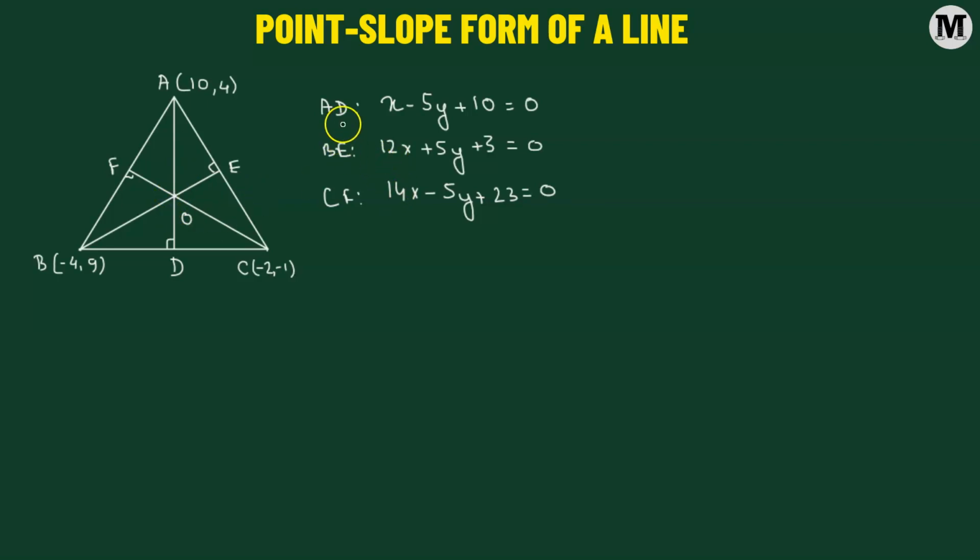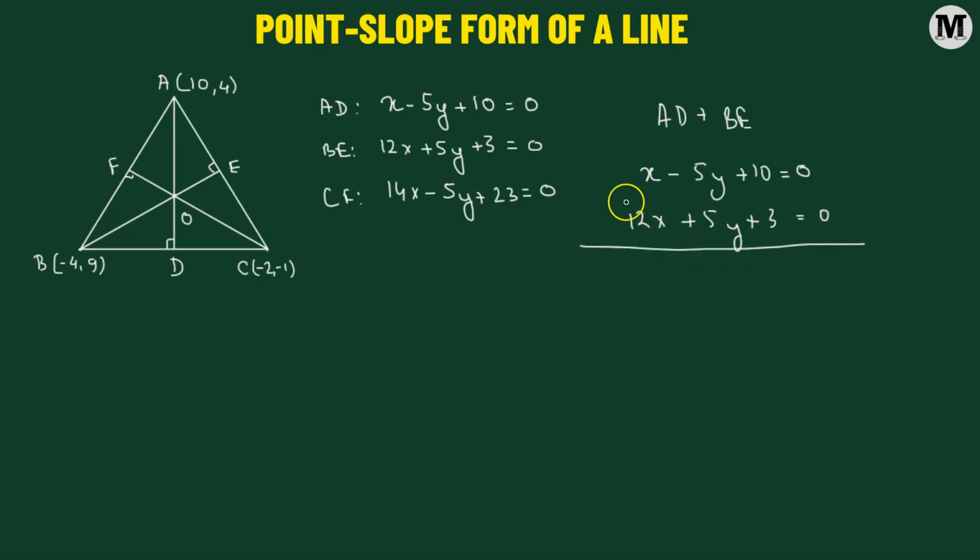So let's start with AD and BE. Here we'll add the equation of AD to the equation of BE. So we have x minus 5y plus 10 equals 0, and to it we add 12x plus 5y plus 3 equals 0. Let's do the addition here. 12x added to x is 13x. Positive 5y and negative 5y cancel out. This is added to 10 plus 3, that's 13, equals 0. Solving for x, we get x equals negative 1.